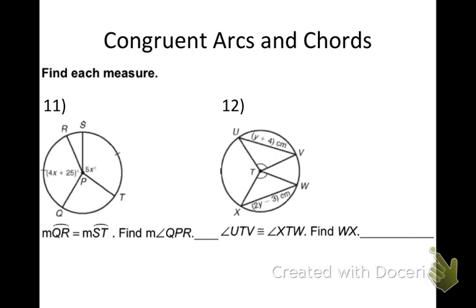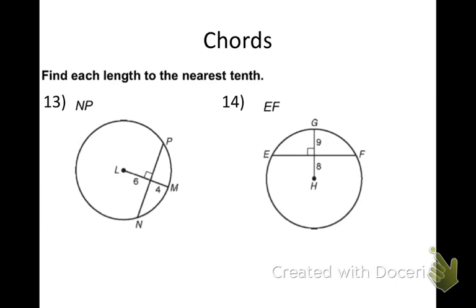Take a couple seconds, try these two on your own. Same idea dealing with congruent arcs and chords. So number 11. First off, what did you get x to equal, Jack? X equals 25. Then you plug it back in. PQR is what measure? 125 degrees. Number 12. What do you get y to equal, Trevor? Y equals 7. Then you plug that back in, and WX is 11. Nice job.